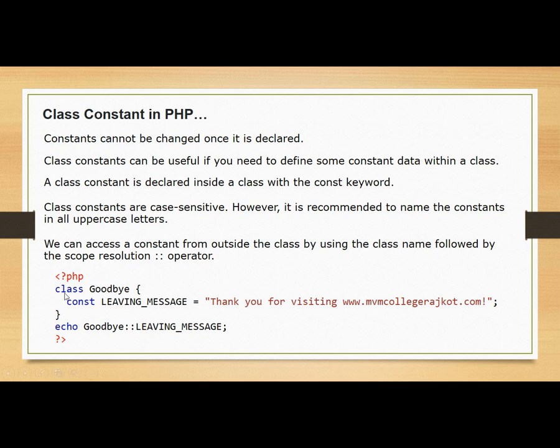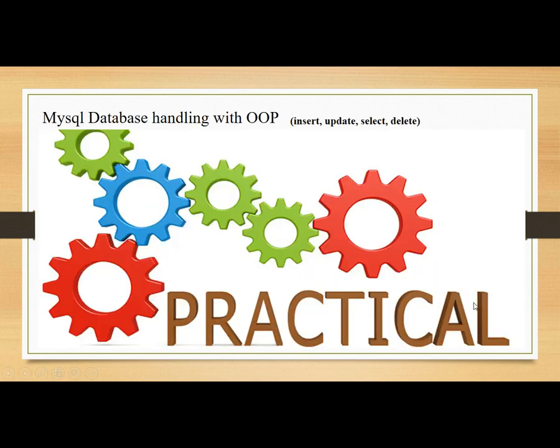So for that, here I have written class Goodbye, and inside the brackets I have declared one variable as a constant, and the message that I have given is thank you for visiting www.mbmcollegerajkot.com. Then after completing these two brackets, here I am writing echo, then the name of the class with the scope resolution operator and the constant name. It will print thank you for visiting www.mbmcollegerajkot.com onto the screen.